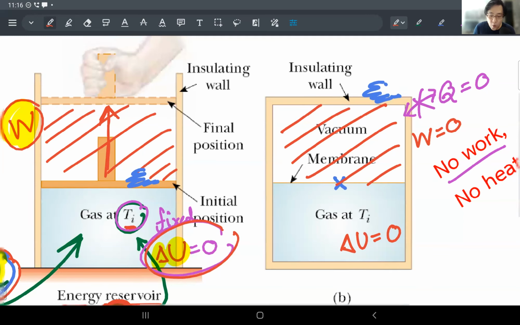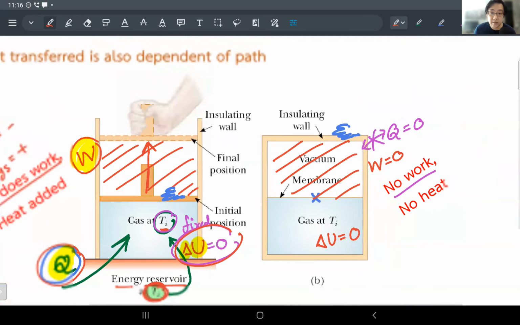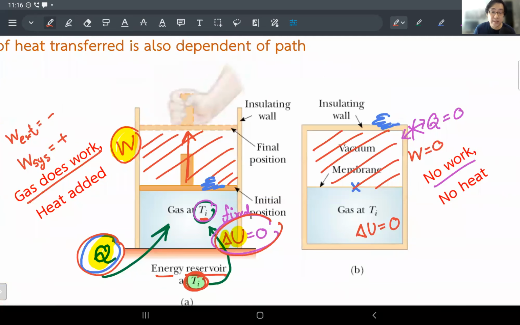But these two are totally different scenarios. See that? In both cases, delta U does not change. Temperature is constant. But on the left, you have a lot of activity: there's work done, there's heat flow, and so on. But on the right, nothing. 0 heat, 0 work. Guaranteed that there will be no change in internal energy.